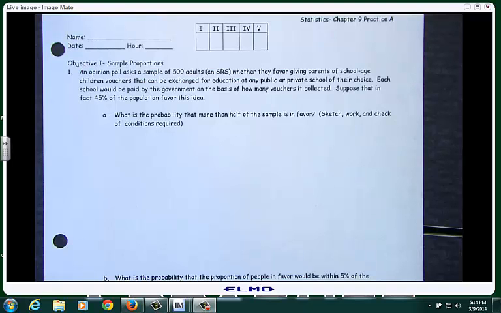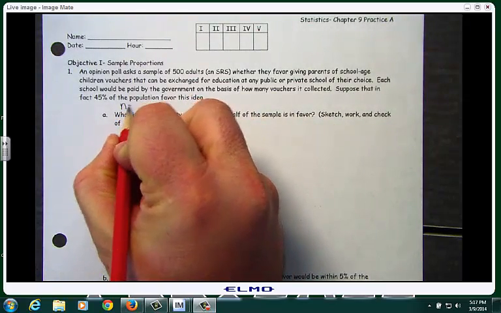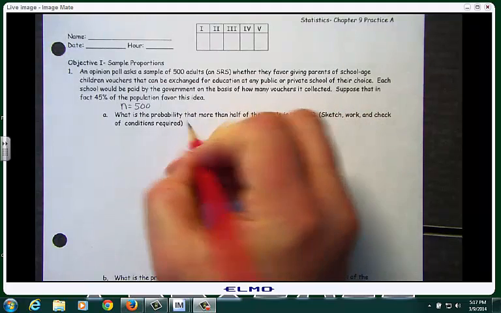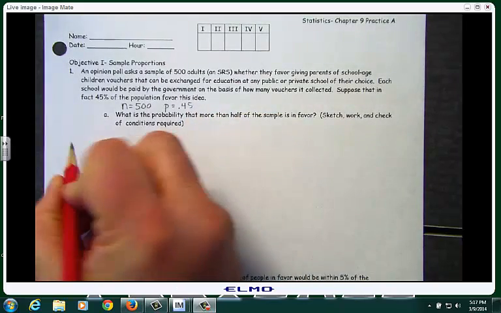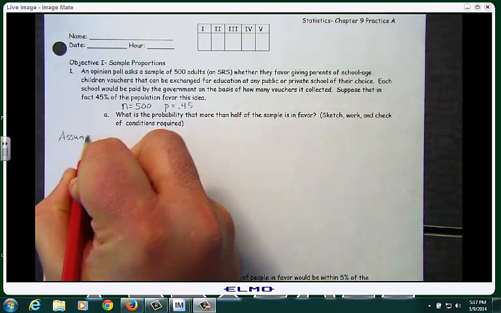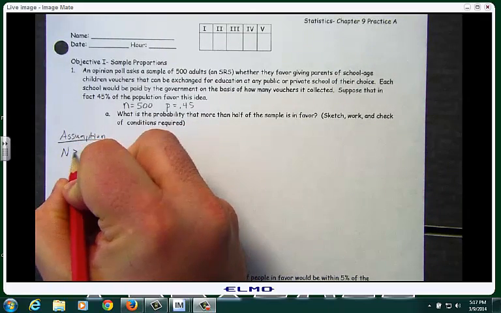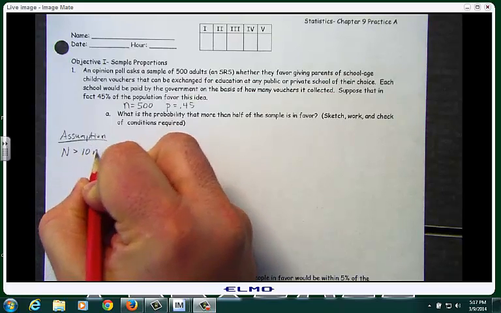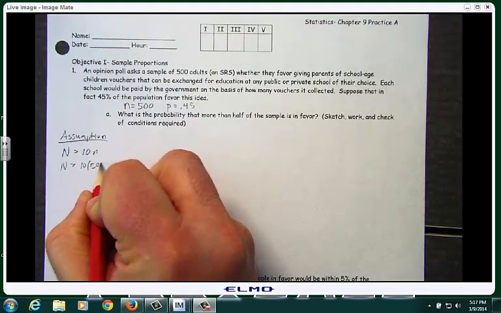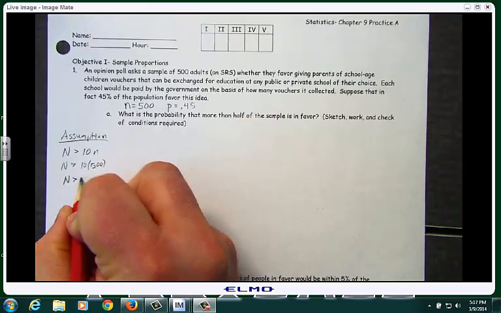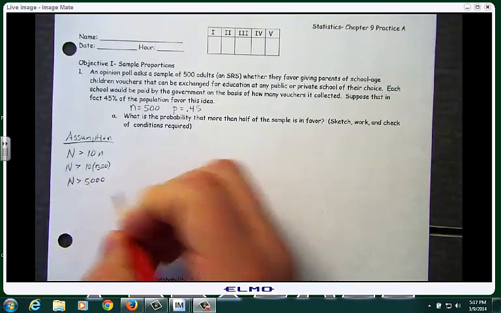This is going to be Chapter 9, Practice Test A, Solutions. The sample size is n equals 500. The population proportion in the problem is 0.45. We have to start with the assumptions. Is the actual population greater than 10 times the sample size? So I'm going to insert 500 for n, and it's safe to assume that there are more than 5,000 adults in the population.